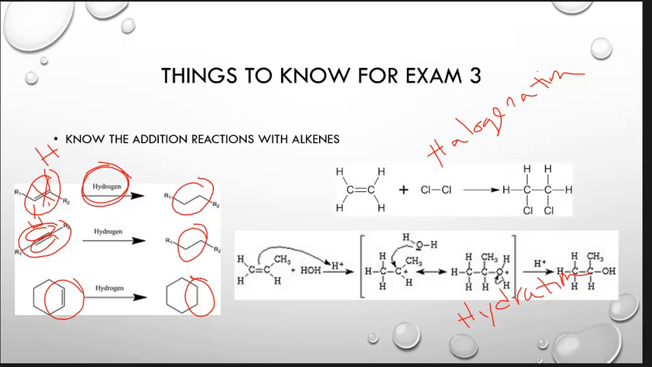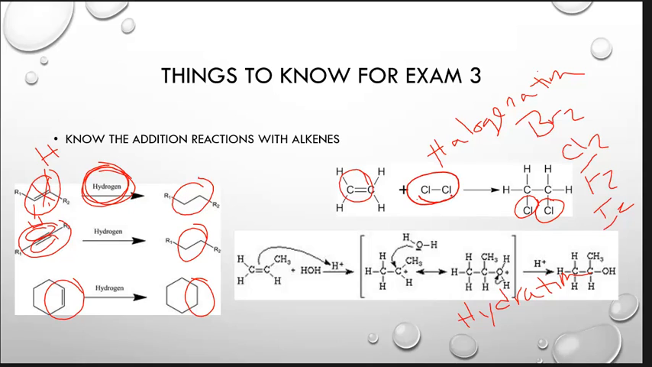Halogenation is when you're adding things like bromine, Br2, Cl2, F2, I2, the second to last row. We're going to break that double bond again. And instead of having hydrogens on it like it did over here, we now put chlorines on it. So those chlorines are getting put into the place of that double bond.